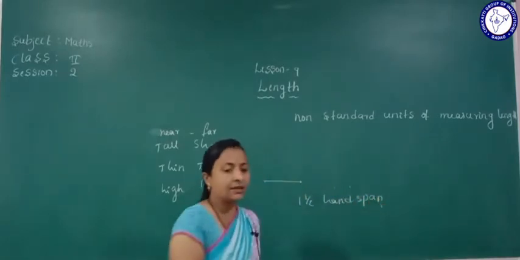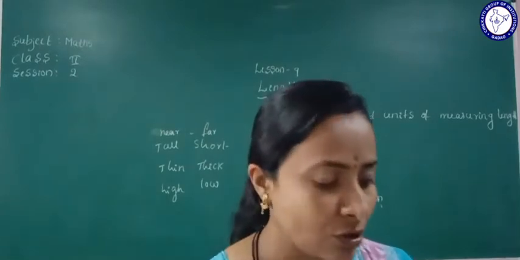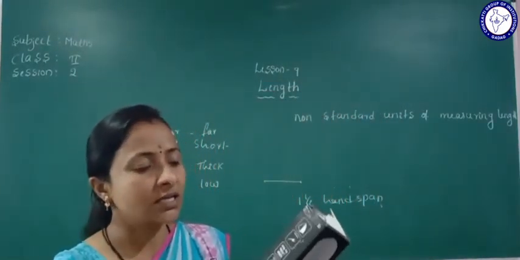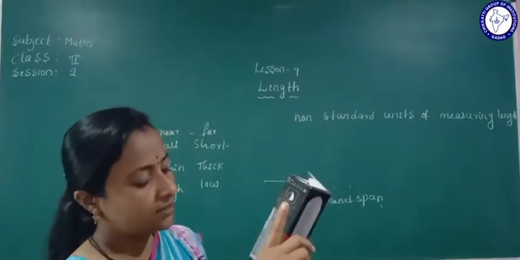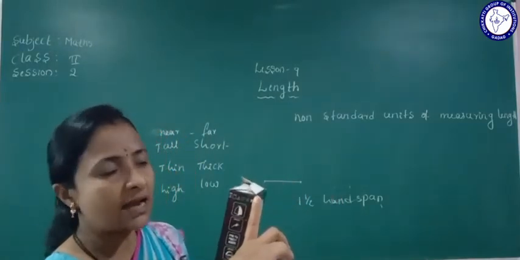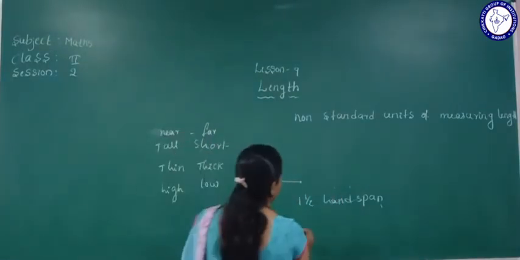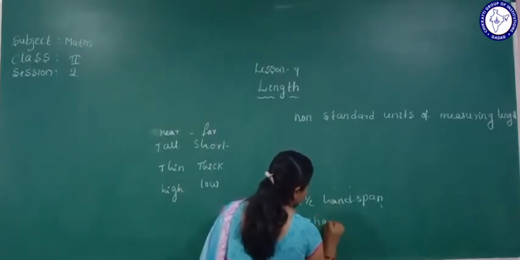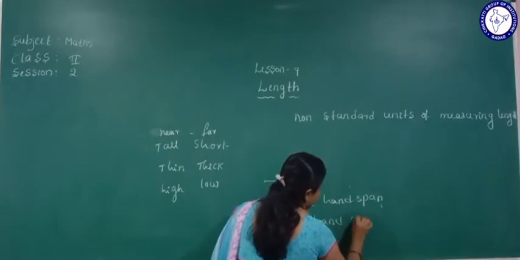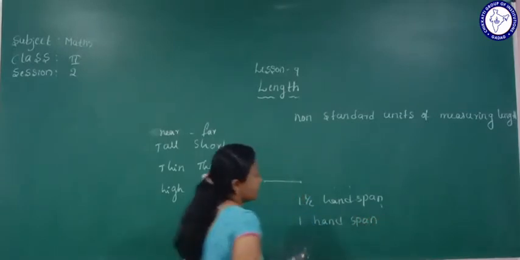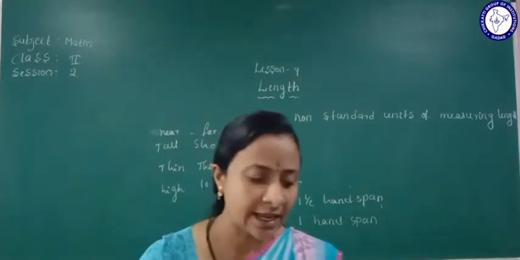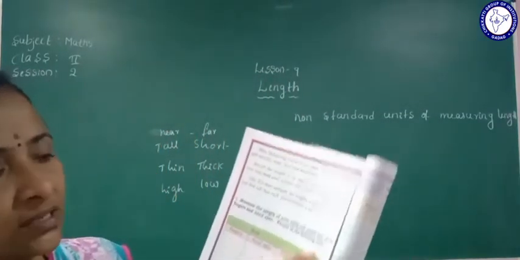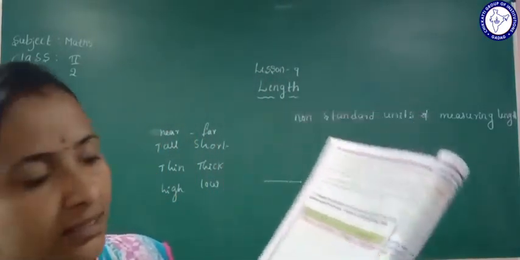Now here is one of the boxes. It's not a pencil box, it's a box. Its length is 1 hand span. So the box size is 1 hand span. Yes. See, the textbook and pencil box, book and pencil box, are given here.